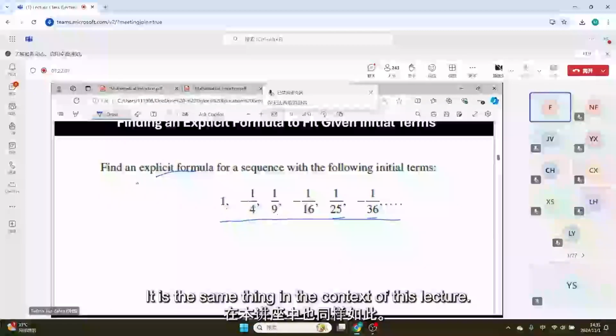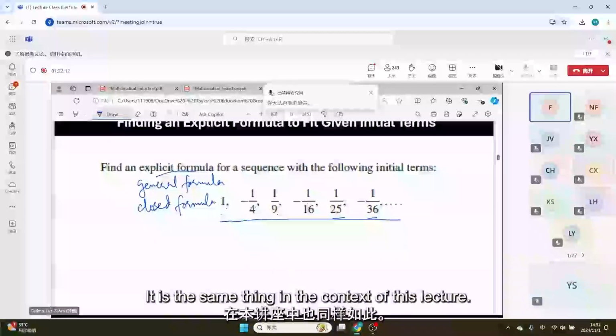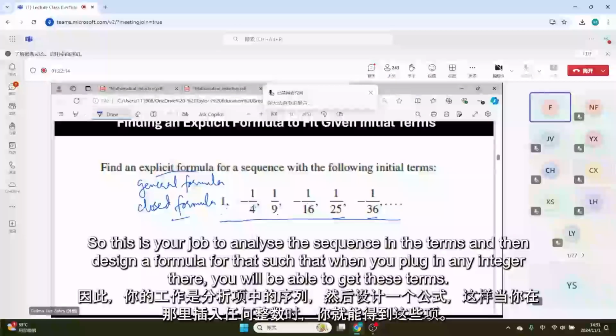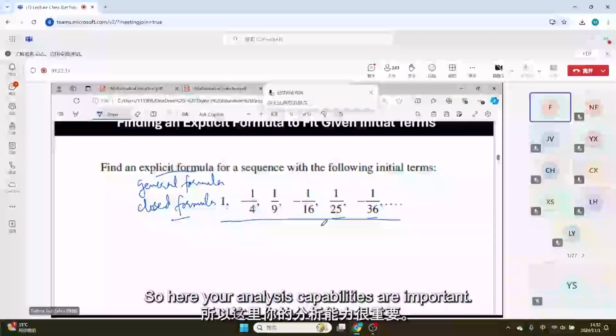or closed formula. It's the same thing in the context of this lecture. So it is your job to analyze the terms of this sequence, and then design a formula for it, such that when you plug in any integer there, you will be able to get these terms. Okay, so here your analysis capabilities are important.